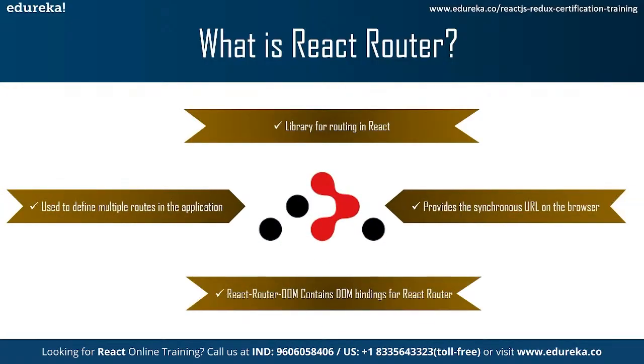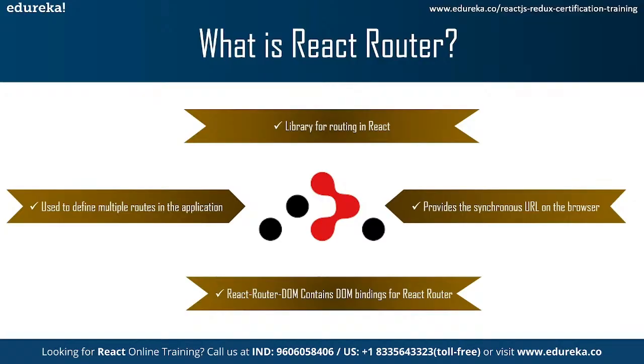React Router is a standard library system built on top of React and used to create routing in the React application using the React Router package. It provides the synchronous URL on the browser with data that will be displayed on the web page. It maintains the standard structure and behavior of the application and is mainly used for developing single-page web applications.